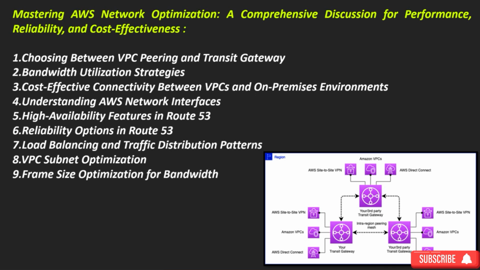The first point we need to discuss is choosing between VPC peering and a transit gateway. Understanding the situations in which a VPC peering or a transit gateway is appropriate is a very crucial part. VPC peering is suitable for connecting VPCs within the same or different AWS accounts, whereas transit gateways are designed to simplify network architecture, particularly in complex multi-VPC environments. So we will explore scenarios where each option shines and how to make informed decisions based on your specific use case. Second will be the bandwidth utilization strategies we need to maintain.